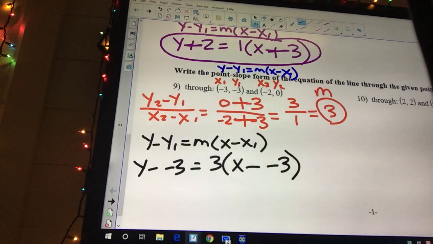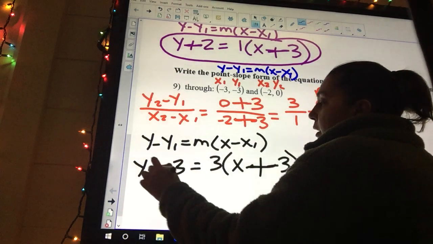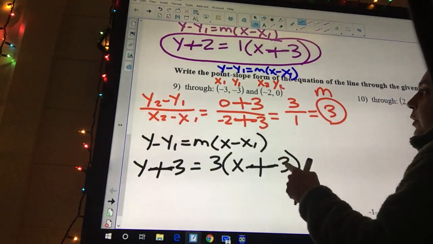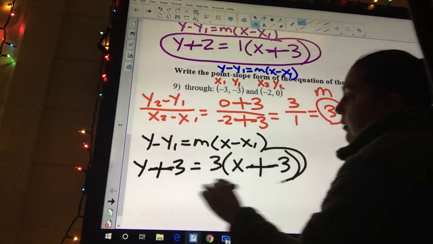Do we stop or do we keep going? You make 3's positives. Yep, so this should be a plus plus. Do we stop or do we keep going? Stop. Yeah, we have to stop. Our answer has parentheses, and it's supposed to.